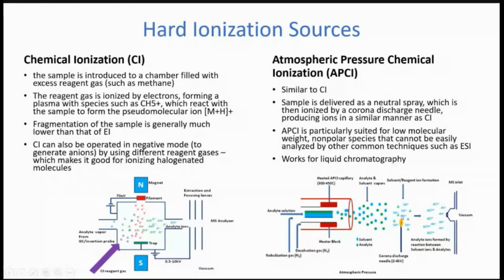And then there's a needle here that releases a corona discharge at a relatively high voltage, 2,000 to 4,000 volts. And at this point in time, your analyte molecules should keep traveling, and your solvent gas should get ionized. And then you form similar sort of pseudomolecular ions. Your gaseous solvent ions should now connect with your analyte molecules, which are difficult to ionize, creating this pseudomolecular ion, which then travels into the mass spec.